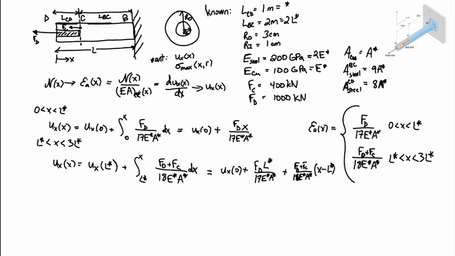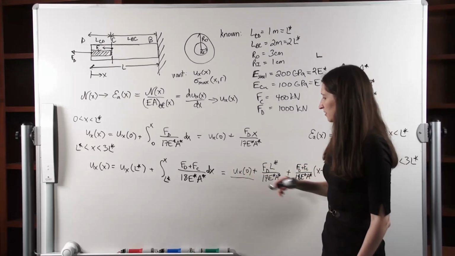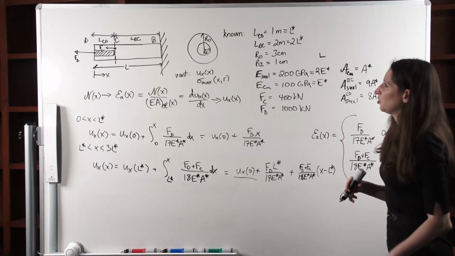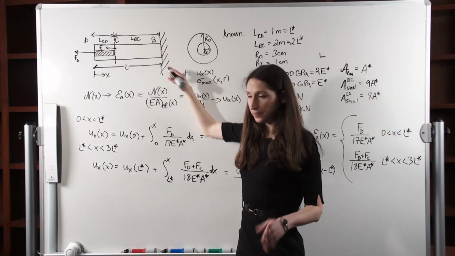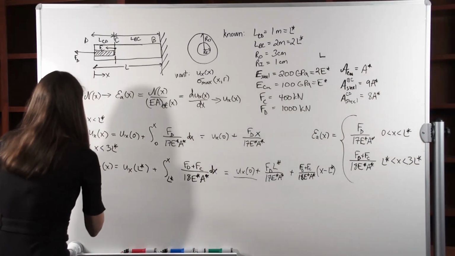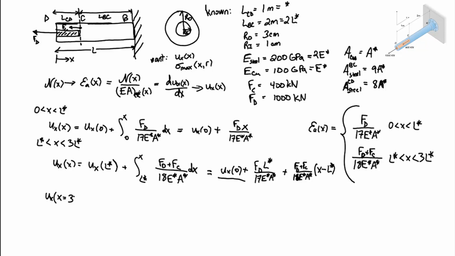OK, so now before we can go any further, we need to find out what our ux of 0 is. So we need to apply some boundary conditions, right? Our boundary condition is, of course, that at the wall our displacement is 0, right? So at the wall, we have ux of x equals 3L star, right? So we can plug in over here.